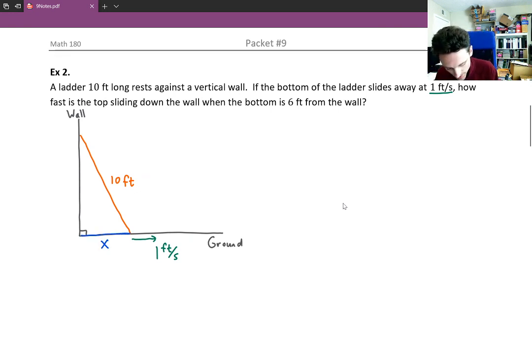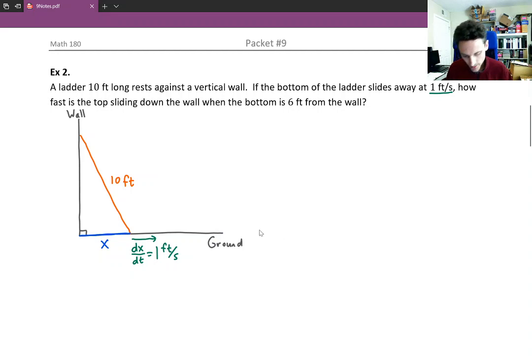So this horizontal distance from the wall to the bottom of the ladder, we use x to represent that. And if we do, then we can represent the rate at which the ladder is sliding away from the wall as dx dt. You can think every second that passes, it's always 1 foot per second, no matter what time you're at. So every second that passes, x is increasing by 1 foot, so the bottom of the ladder is moving away from the wall by 1 foot. And another second passes, it's moving away from the wall another foot, and so on.